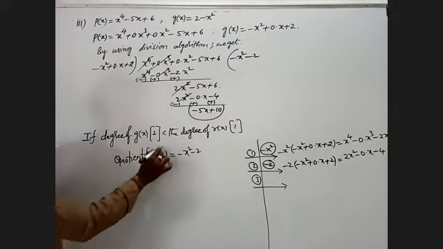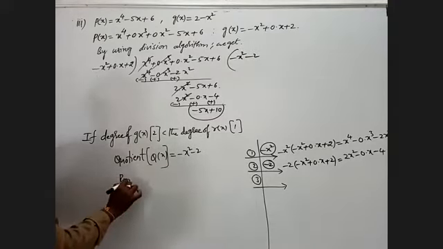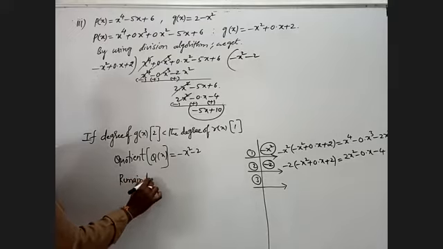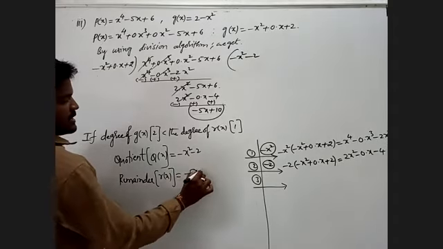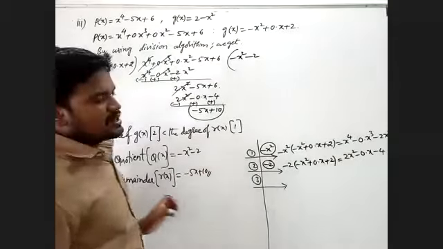After that, the remainder r of x is nothing but minus 5x plus 10. Observe.